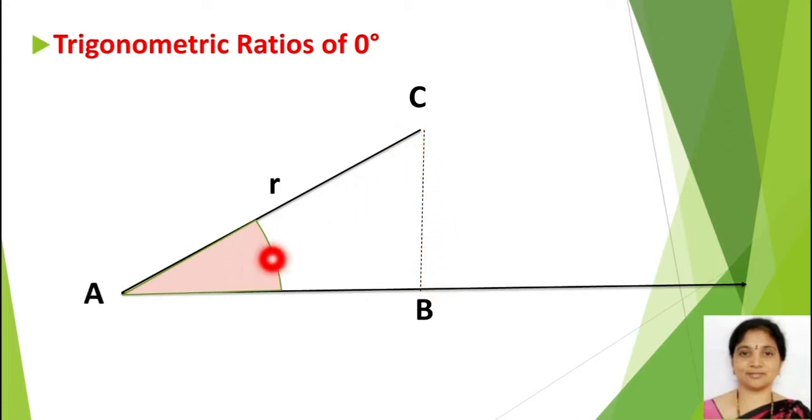Observe that here there is the angle, so opposite to this angle BC becomes the opposite side, AB becomes the adjacent side, and here there is the right angle, so opposite the right angle AC becomes the hypotenuse. To get 0 degrees I have to reduce the angle at A. So just see here, I reduce the angle, so AC is the new position of the line.